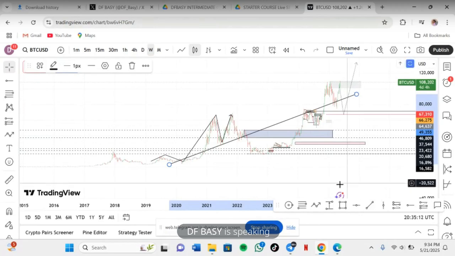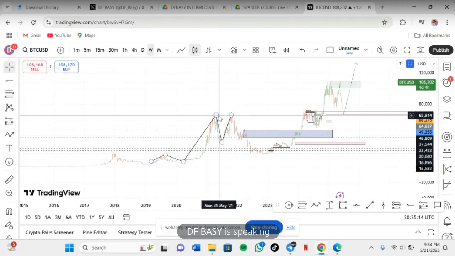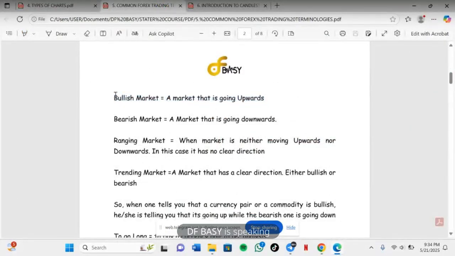All right. So going back, when you hear someone say bullish market, you know what that means. In a bullish market, buyers buy, and the market goes up. In a bearish market, people sell, and the market goes down.